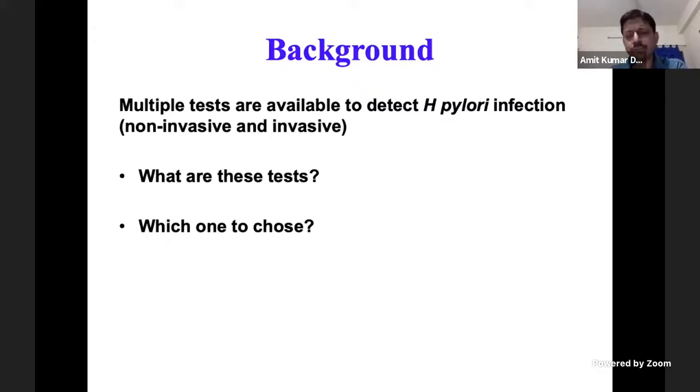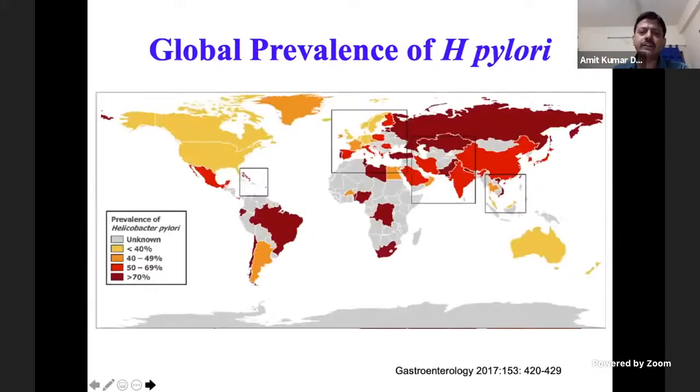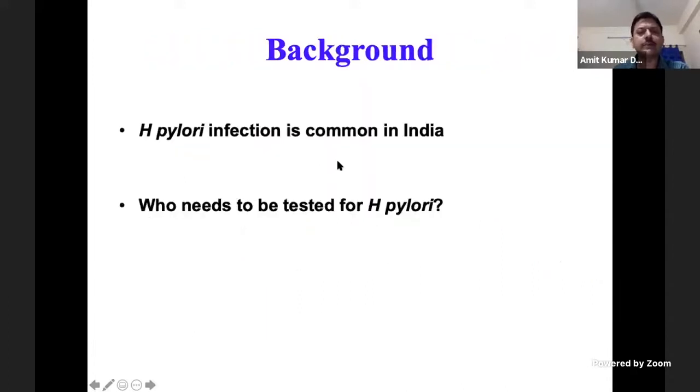And we also know that H. pylori infection is common in our country. More than 50% of our population is infected with H. pylori. So the infection is so common in our country that everybody does not require to be tested or treated for this infection. So who are the patients who need to be tested for H. pylori? I'll be discussing this as well in a few slides.